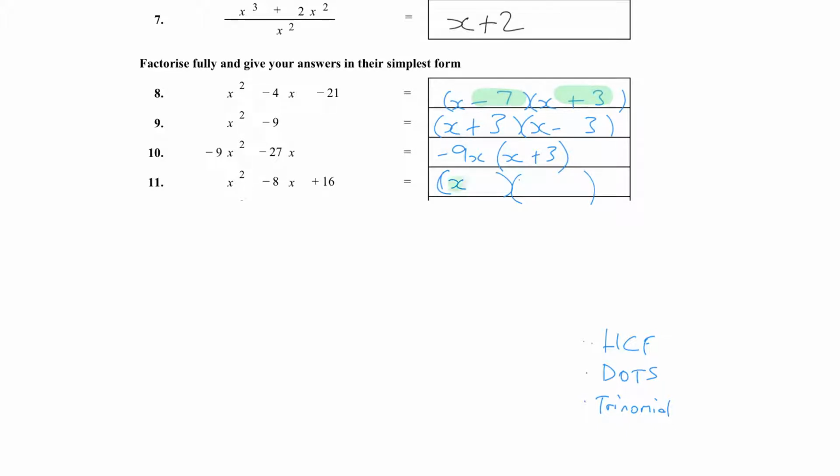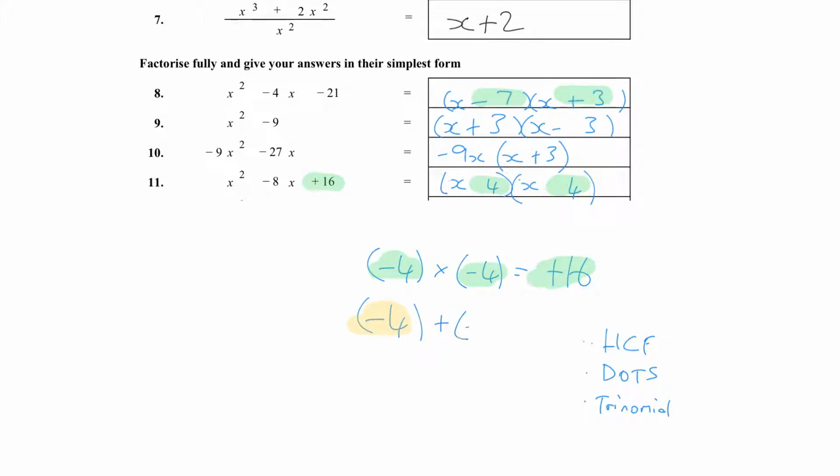What times what gives you x squared? Well, x times x. What times what gives you 16? Well, I'm going to go straight to the right answer. I know that it's 4. Either it has to be negative 4 times negative 4, because that gives you positive 16, or positive 4 times positive 4, which gives you 16. So let's say we choose minus 4 in each bracket. Then minus 4 times minus 4 gives you the positive 16 at the end. Great stuff. What's minus 4?